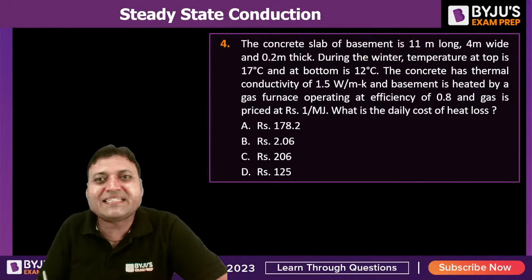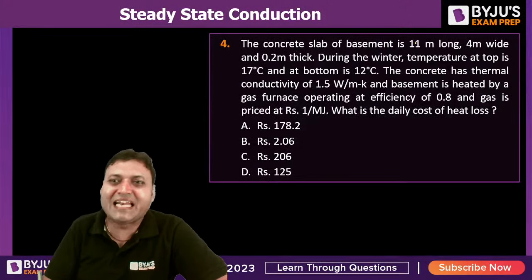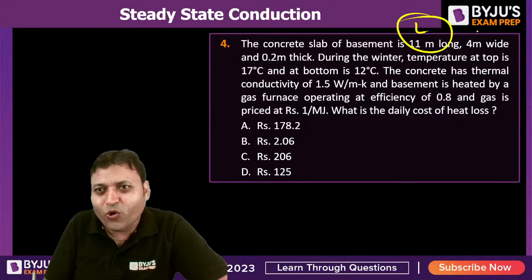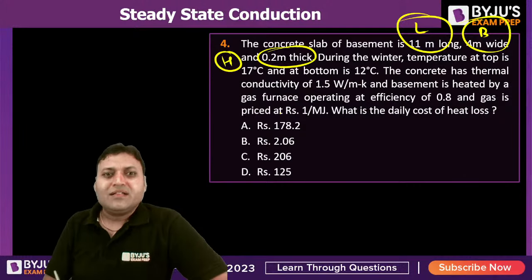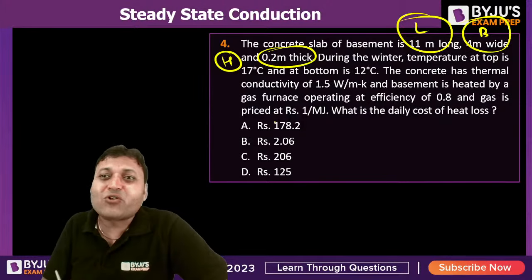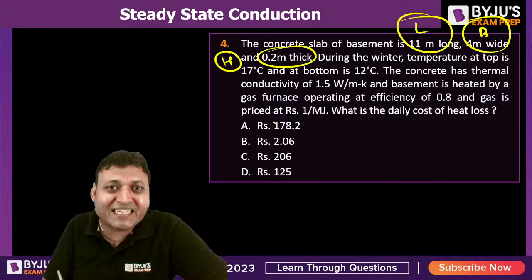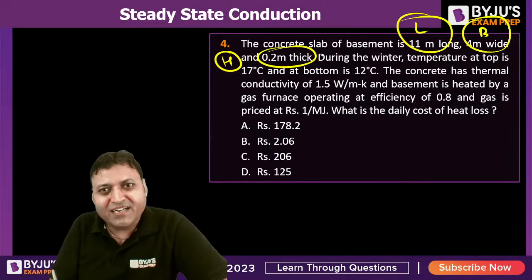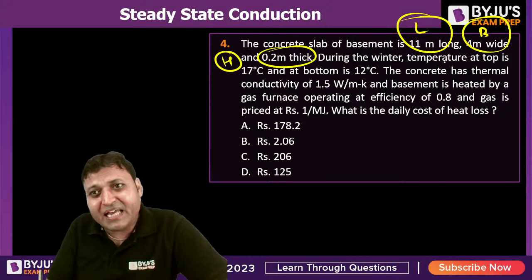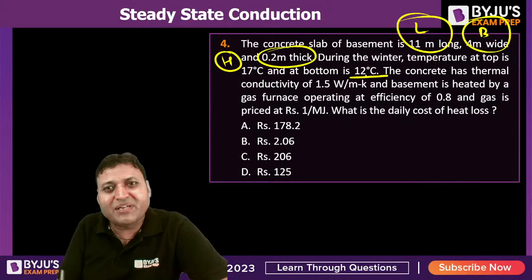A concrete slab of basement is 11 meter long, 4 meter wide, and 0.2 meter thick. The thickness is very small compared to the length and the width. That is why the conduction is taking place along the thickness, the height. During the winter, temperature at the top is 17 and the bottom is 12 degrees Celsius.